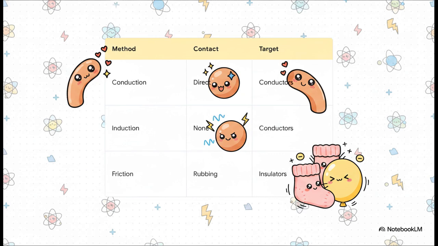Conduction requires direct contact and works on conductors. Induction involves zero contact and also targets conductors. Friction involves rubbing and is primarily used for insulators. Let's break these down real quick.